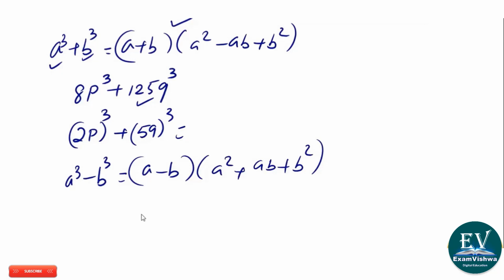For example, if it is 27p cube minus 125q cube, we know that 27 can be written as 3 into 3 into 3, so naturally 27. Here it is 5 into 5 into 5. That way you will be applying your common sense to solve this kind of sums also.